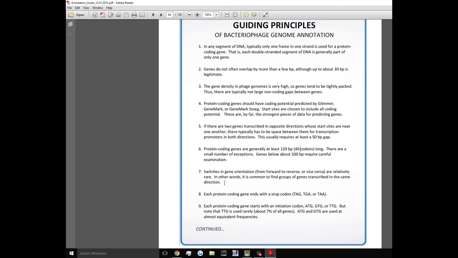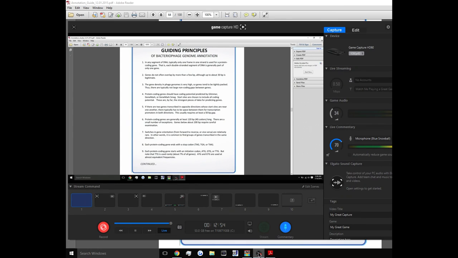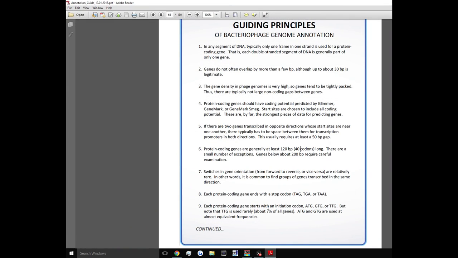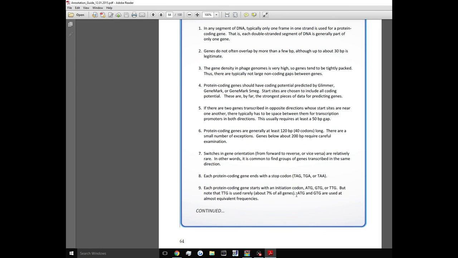Number seven, switches in gene orientation from forward to reverse or vice versa are relatively rare. In other words, it is common to find groups of genes transcribed in the same direction. So as I mentioned earlier, you usually find these genes grouped together. You rarely find a legitimate gene that's by itself, a reverse gene in amongst the forward genes and vice versa. So that's just something else to look out for. Number eight, each protein coding gene ends with a stop codon, TAG, TGA, or TAA. I think that's pretty self-explanatory.